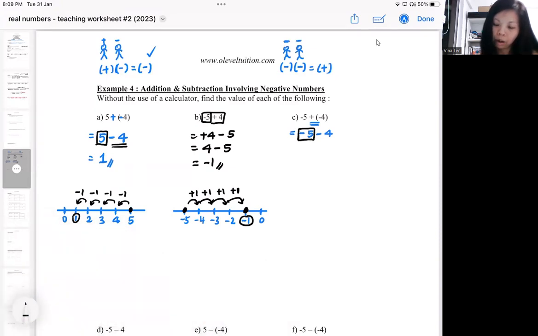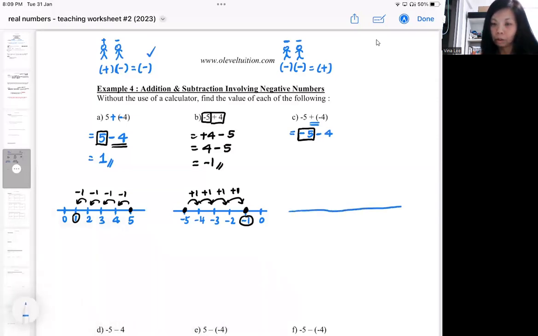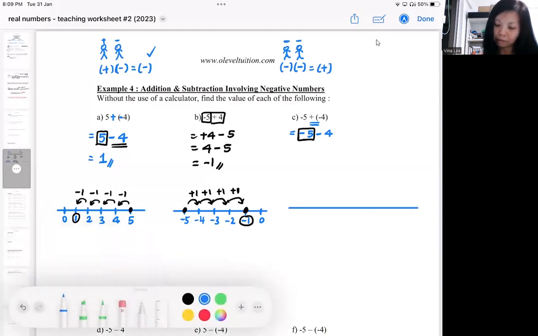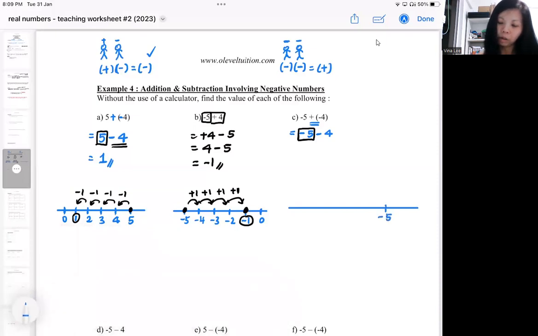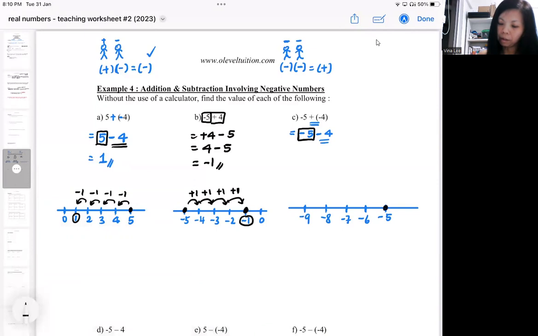I'm going to show you how, if I use a number line to process, how is it like? So if I'm going to use the number line to process, I must start from a -5. And I'm going to jump backwards. So I'm starting from a -5, minus, and I'm going to do a backwards. So my answer is a -9.